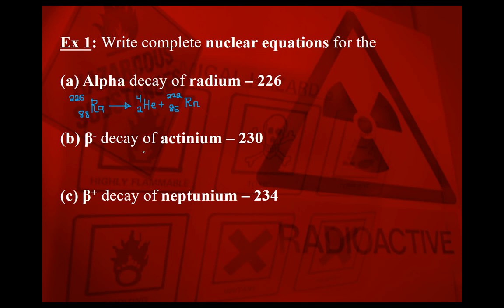Okay, how about beta negative decay of actinium-230? Actinium-230 would have a nucleon number of 230, and actinium is 89.